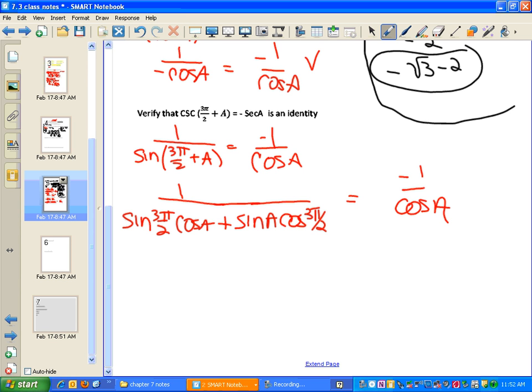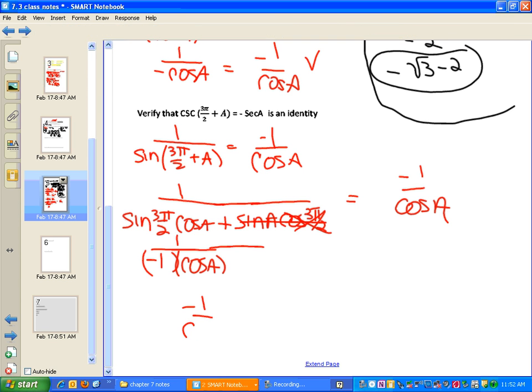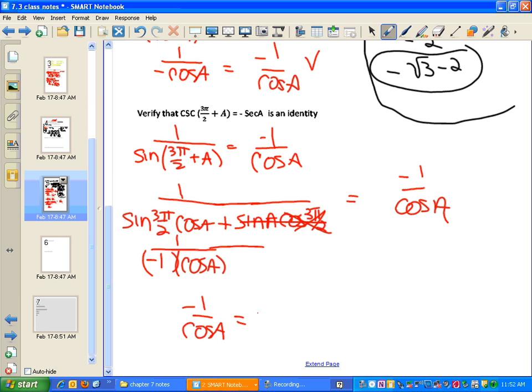3 pi over 2 is 270. So sine of 270 is negative 1. So it's negative 1 times cosine of a. This cosine of 3 pi over 2, this one is 0, so that drops that whole term out. And so I have negative 1 over the cosine of a equals negative 1 over the cosine of a.